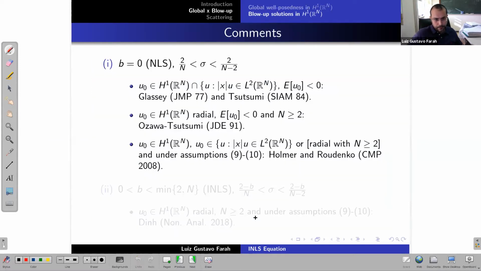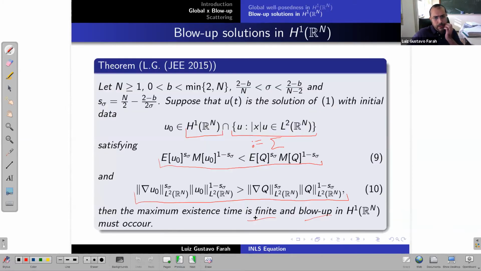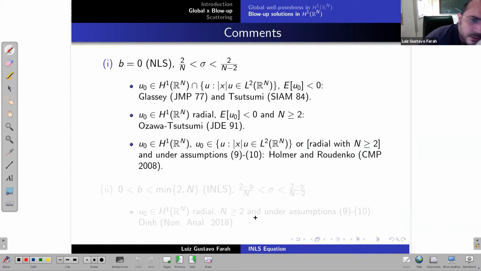And then let me make some comments about this. For the NLS equation, the classical Schrodinger equation, if you are in the critical regime, we have several results. We have the result of Glassey in 77, where they also consider H1 and the Virial space and negative energy, right? And also the result of Tsutsumi in 84.